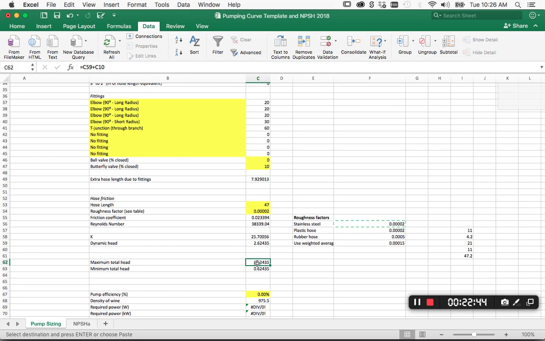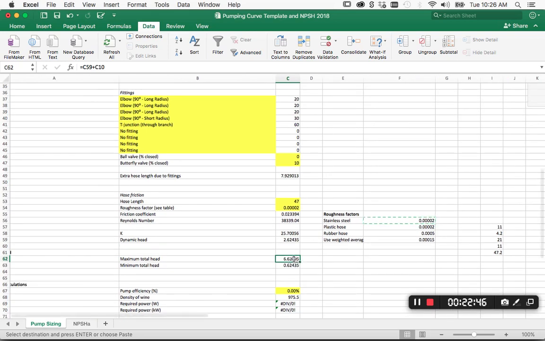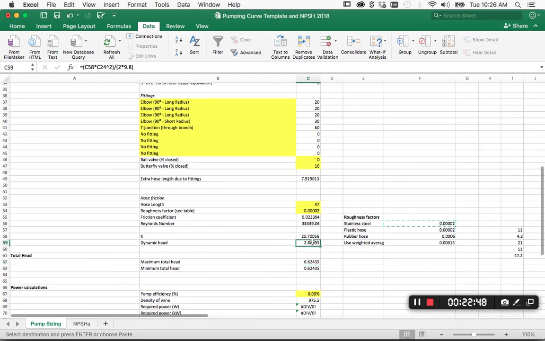And then it adds our head together. So we've got the total head was 4 meters. It's added our dynamic head, giving us our total head. So our pump has to overcome 6.6 meters of total head.